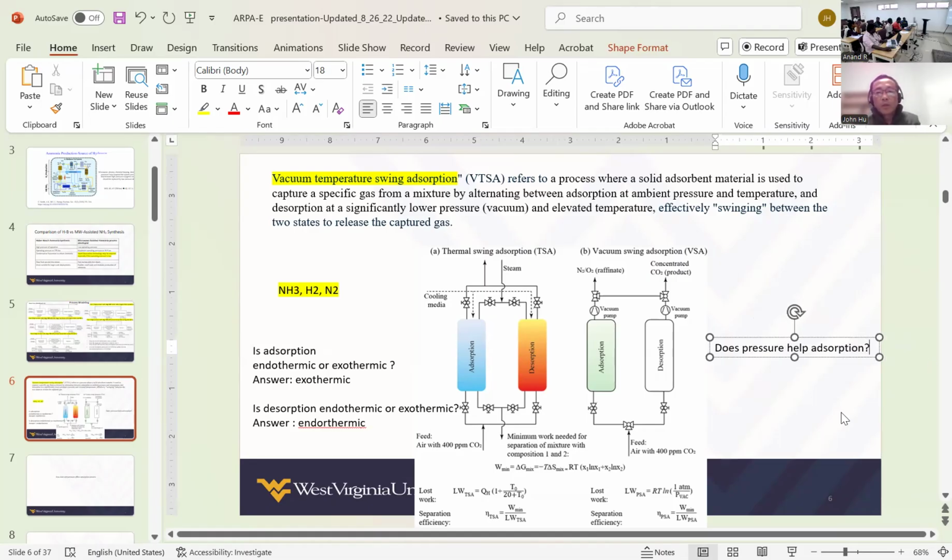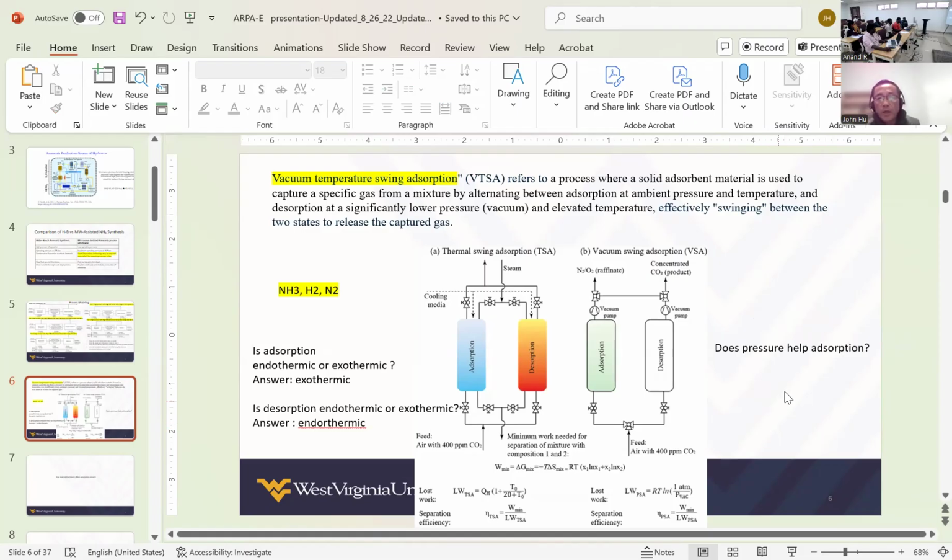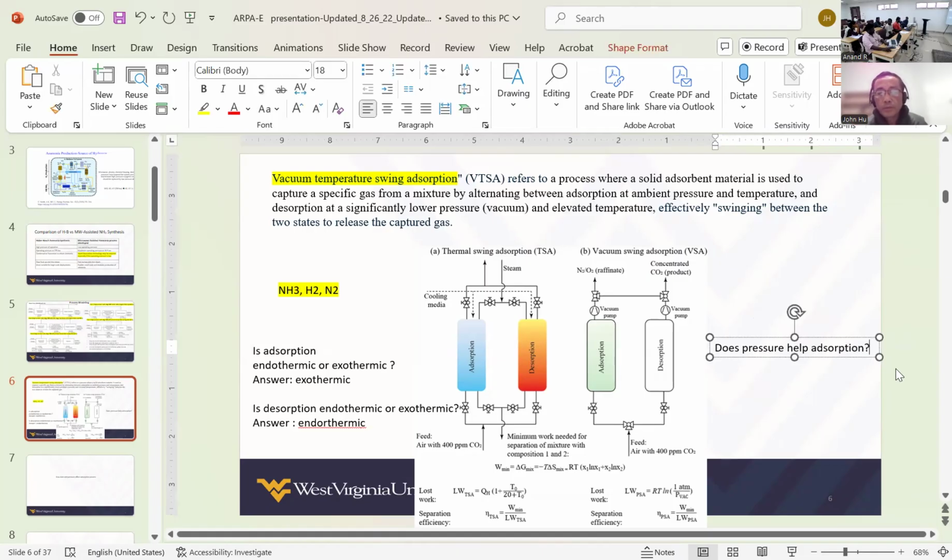Does the pressure help adsorption? Yes or no? That's all I need to hear. Yes. Thank you. So the answer is yes.